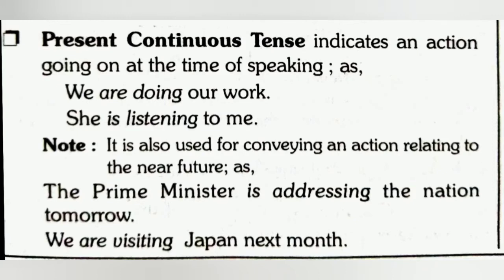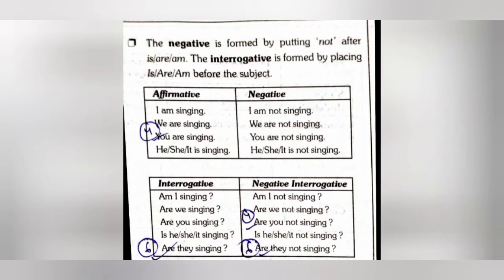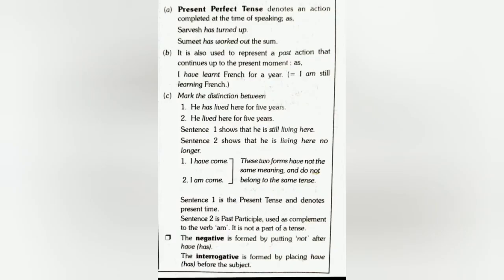The rule for the present continuous tense is subject plus is/am/are plus first form of verb with ing plus object. Negative sentences are formed by putting not after is/am/are, and interrogative sentences are formed by placing is/am/are before the subject. For example, am I not singing?